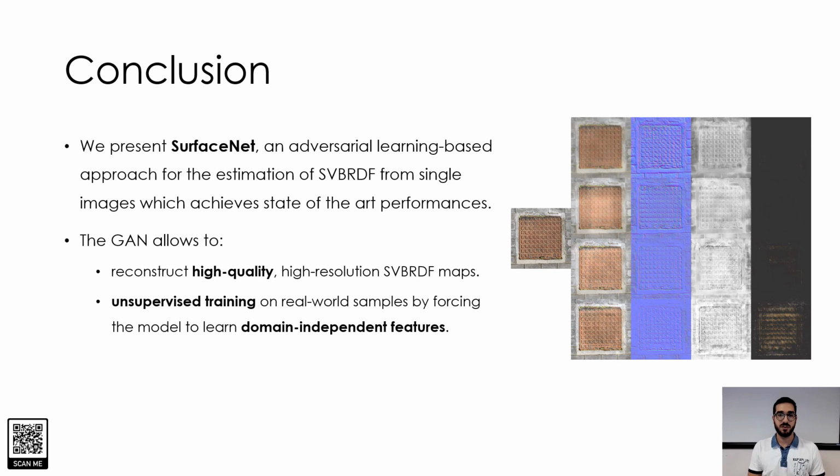So, in this work, we introduced SurfaceNet, an adversarial learning-based approach for SVBRDF estimation. We use the GAN for two main purposes. First of all, to reconstruct high-frequency details in the output maps, and second, to allow unsupervised training on real samples.